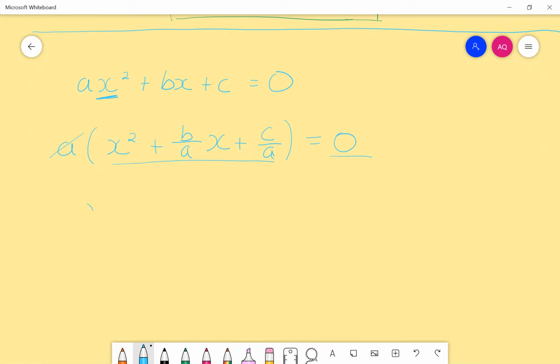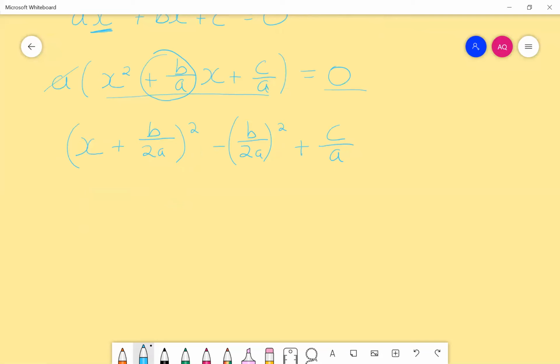So we can say x plus half the x coefficient. So half of that is b over 2a. If you half b over a, you get b over 2a. So it's x plus b over 2a squared minus, then it's going to be the half the x coefficient squared plus c over a. Now, all looking a bit messy, but let's just persist with it and see where we get.